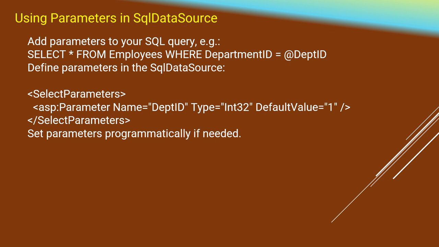SQL data source supports query parameters which allow dynamic filtering of data. For example, you can retrieve employees from a specific department by using a parameter in your SQL query. You can set default values declaratively or assign parameter values in your code for greater flexibility.